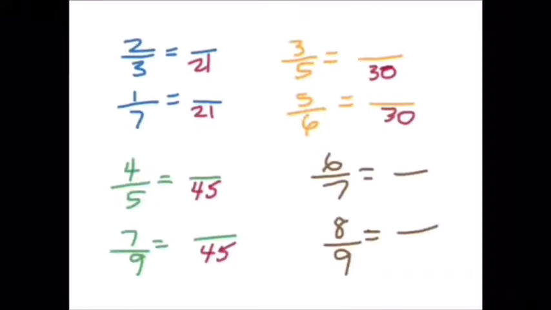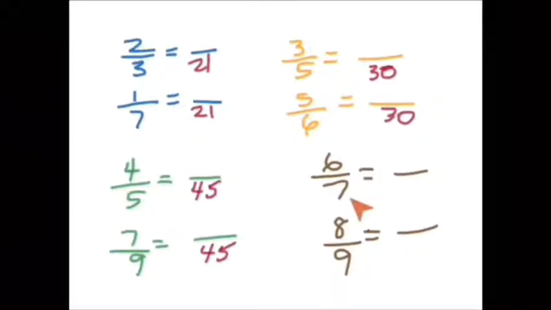Now to the brown set. 6 over 7, 8 over 9. Obviously 9 is the larger denominator of the two. So 9 times 1 is 9. Can we multiply 7 times something and get 9? And the answer is no. 9 times 2 is 18. Can we get to 18 from there? No. 9 times 3 is 27.